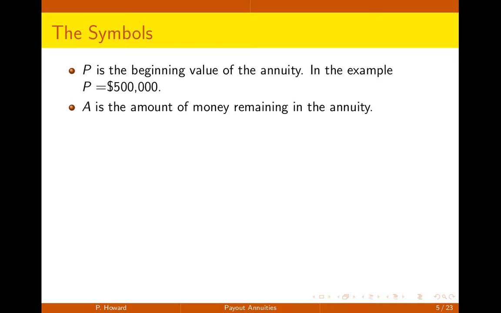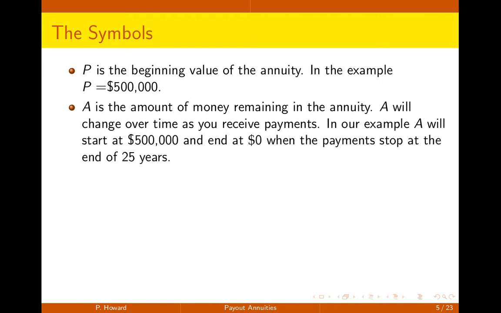A is the amount of money remaining in the annuity. So A is an amount that will change over time as you receive payments. In our example, A will start at $500,000. That's how much the couple deposits in the annuity to start, and A will end at $0 when the payments stop at the end of 25 years.